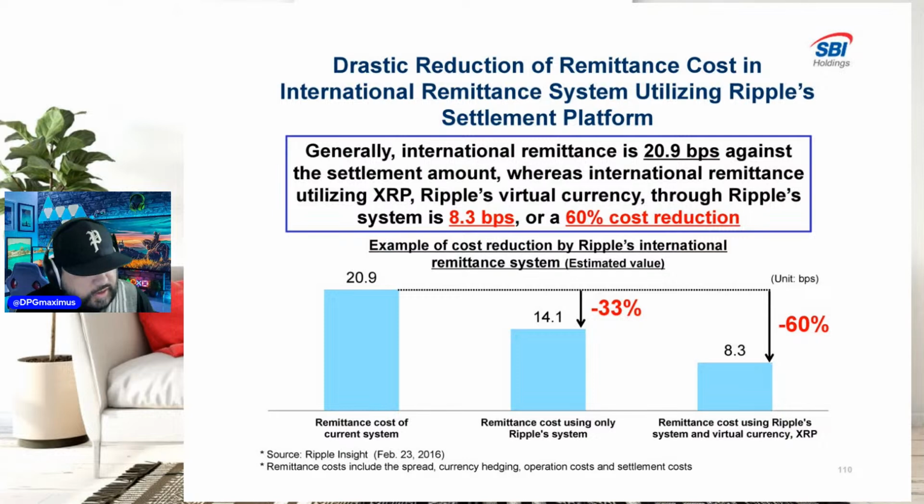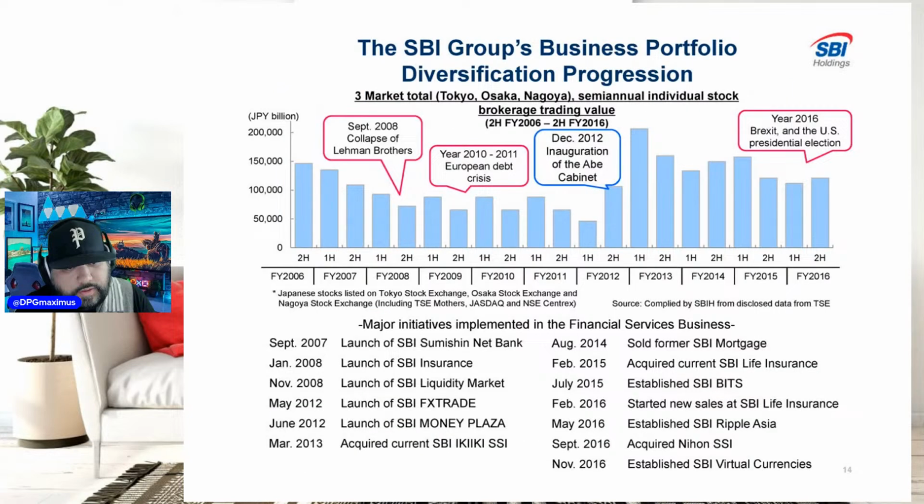This is on slide 15. I say this to myself, that way I don't forget. So let's go to slide 15, and I'll just drop it to there real quick. All right, here's slide 15. On this particular slide, you will see that it says the SBI Group's business portfolio diversification progression, 3 market total. You have Tokyo, Osaka, Nagoya, semi-annual individual stock, brokerage trading, value, and so on, right?